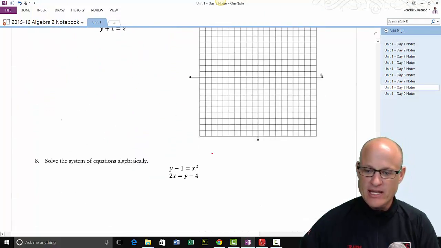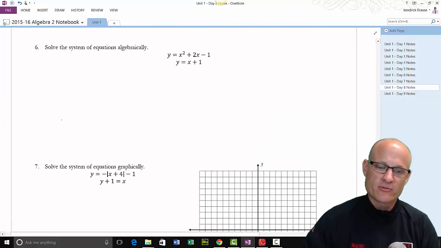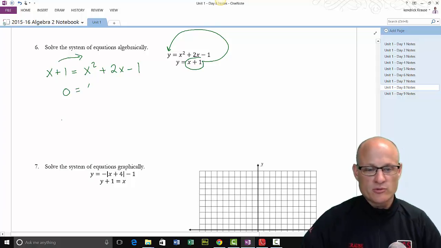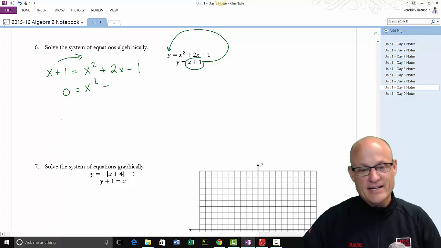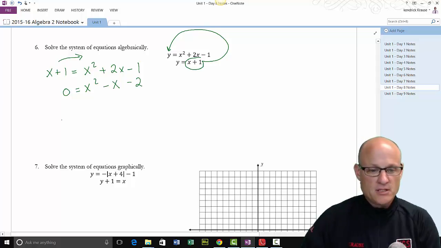All right, kids, I think we're on our last 3. Oh, I jammed 3 problems into this one. Okay, this is y. So I'm going to plug it in for there. So x plus 1 equals x squared plus 2x minus 1. We're going to bring these over. So now we get 0 is equal to x squared minus x minus 2.